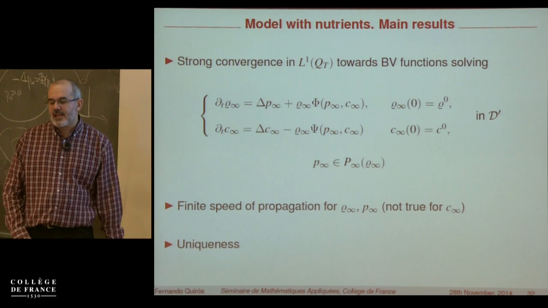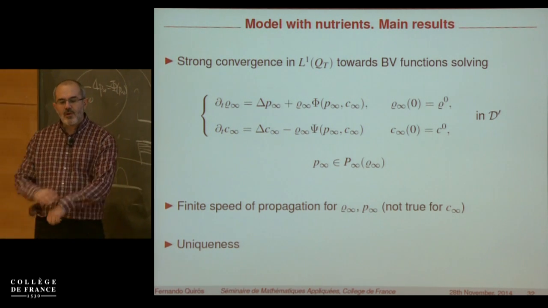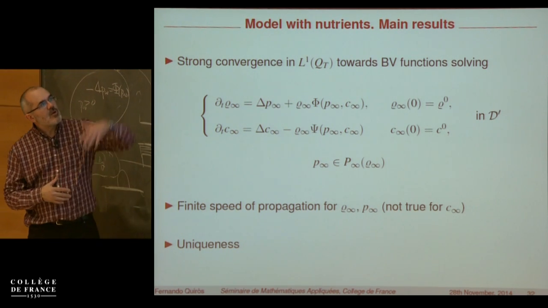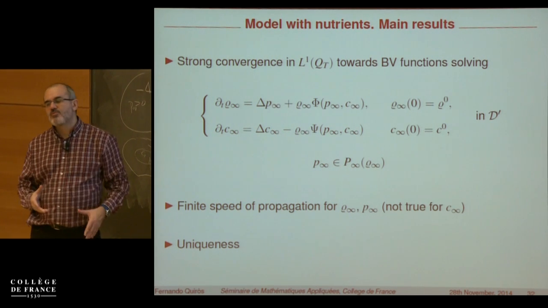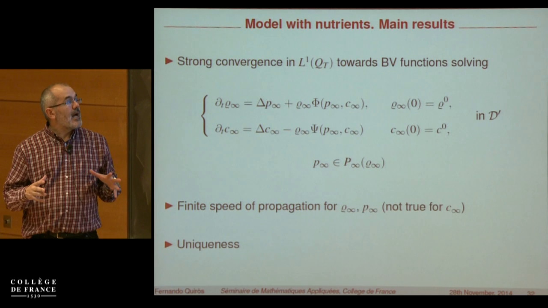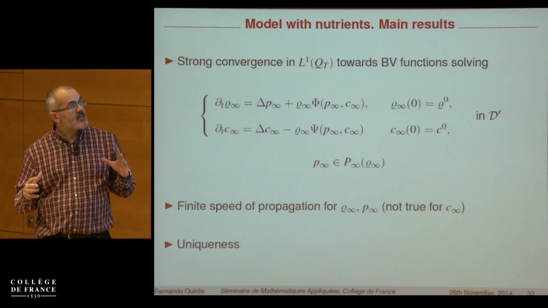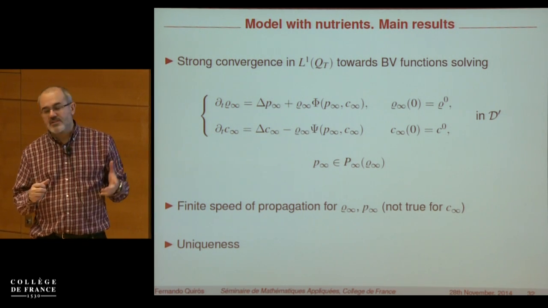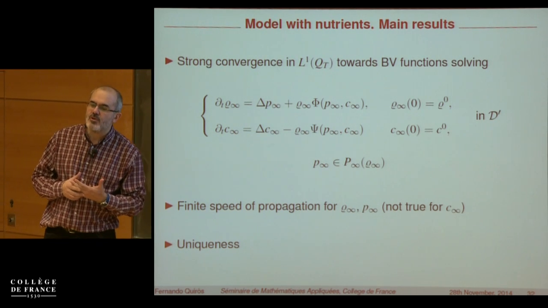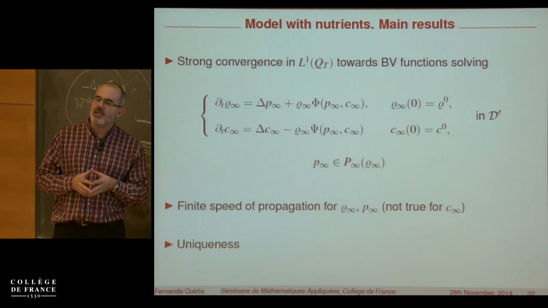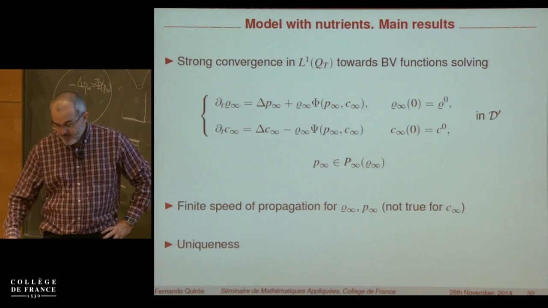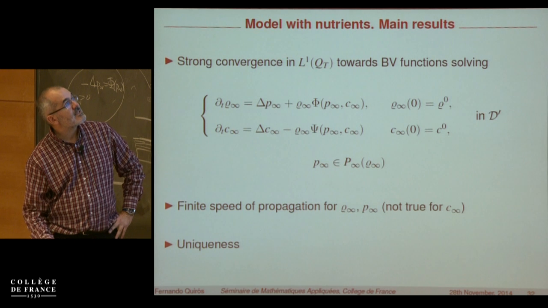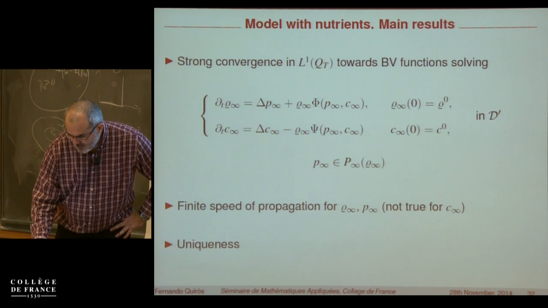Okay, and in this case, we prove a strong convergence in L1 towards a BV function solving the limit problem. And we are still able to show that there is a finite speed of propagation for both the density and the pressure. Of course, not for c, the nutrients. They are solving a heat equation, and they will propagate with infinite speed. And we are able to show uniqueness.